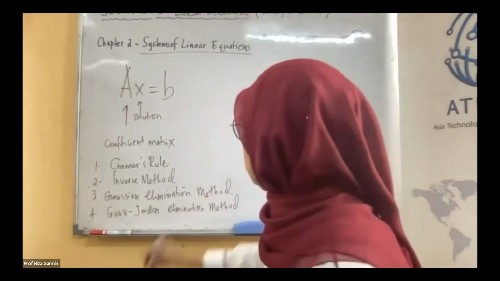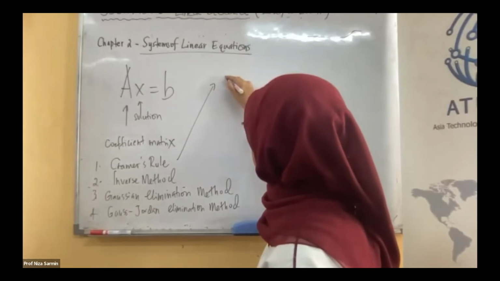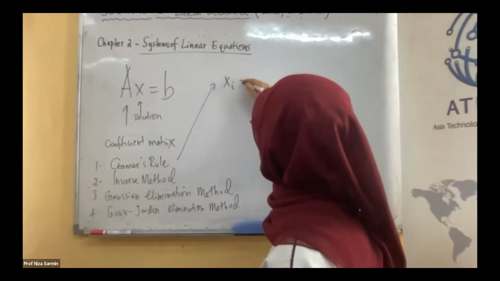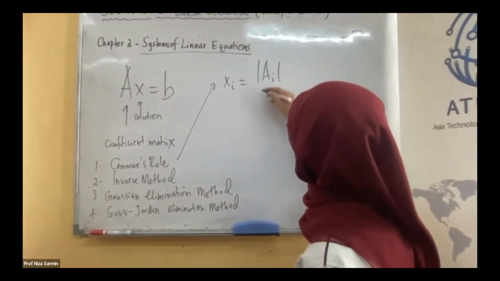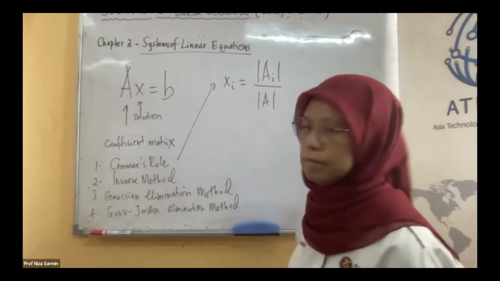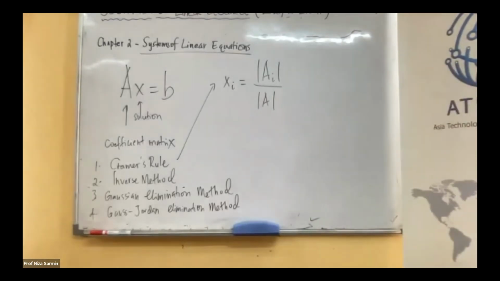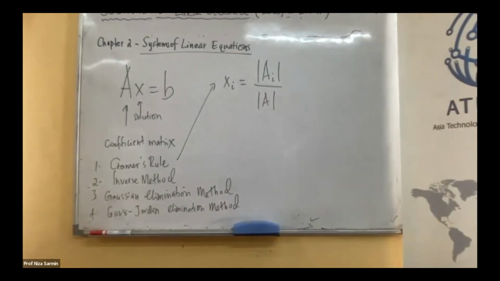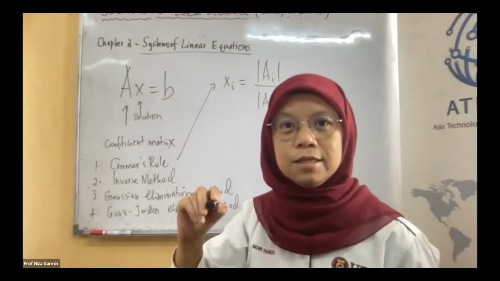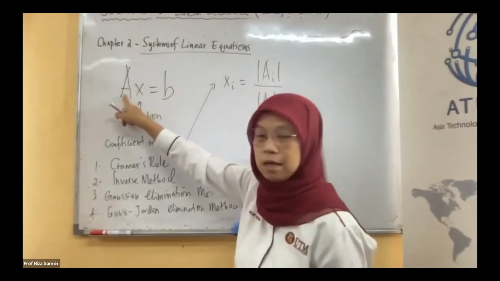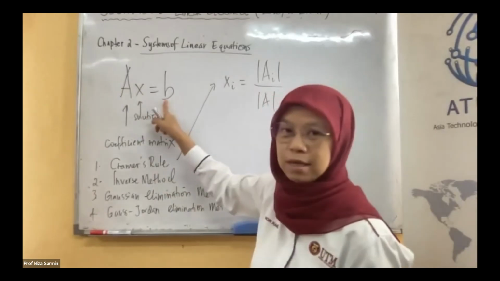Okay, so for Cramer's rule, we have xi is equal to Ai over A. You have seen this before during your high school, actually. In which Ai is the matrix A, by replacing the ith column with B.